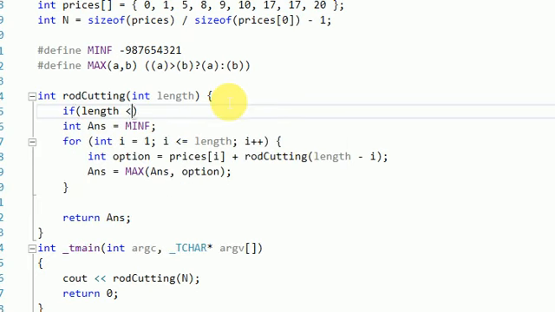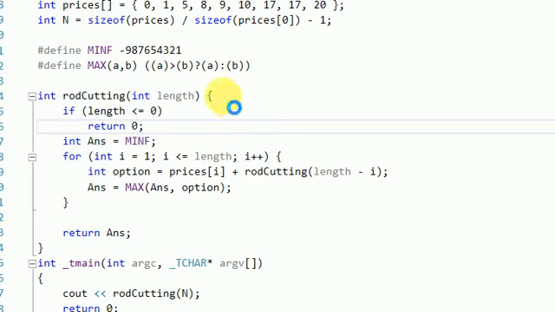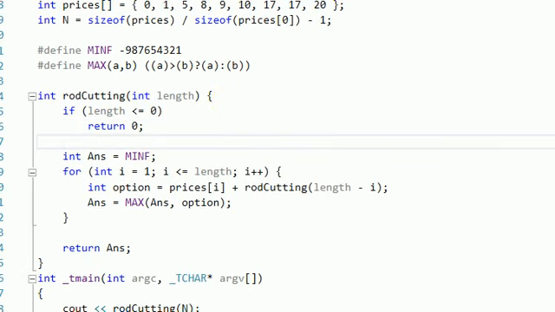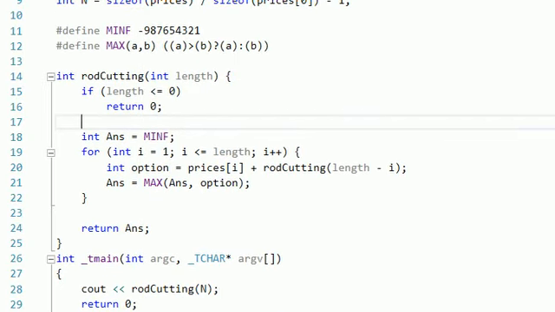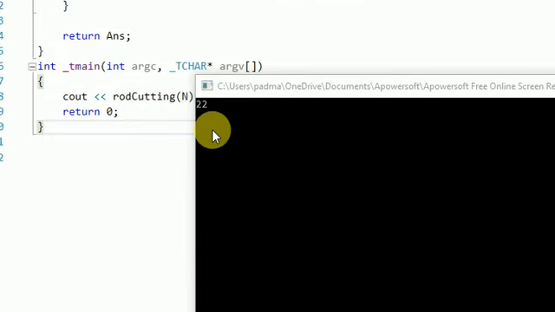If length is less than or equal to 0, it means there is no length. What we have to do is return 0. Okay, let's debug again. Now we'll get the answer. So the answer is 22.